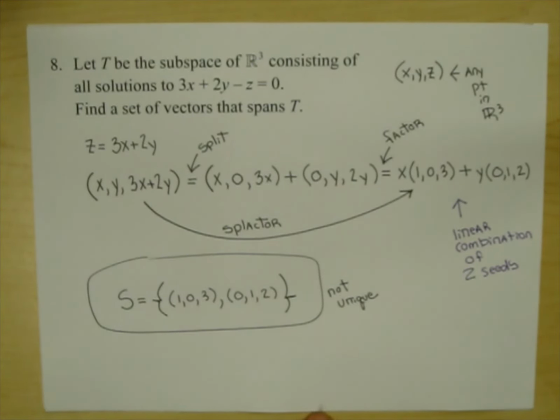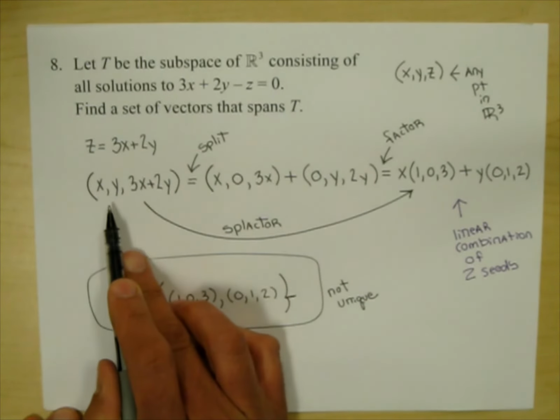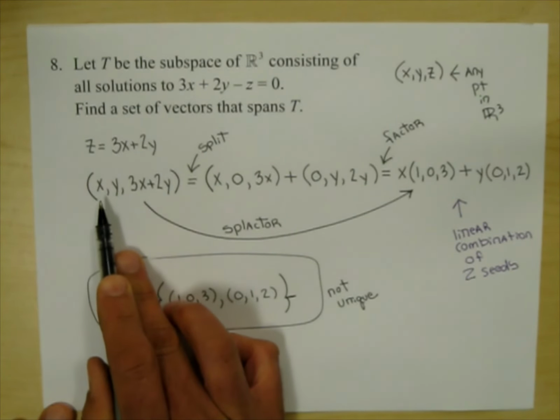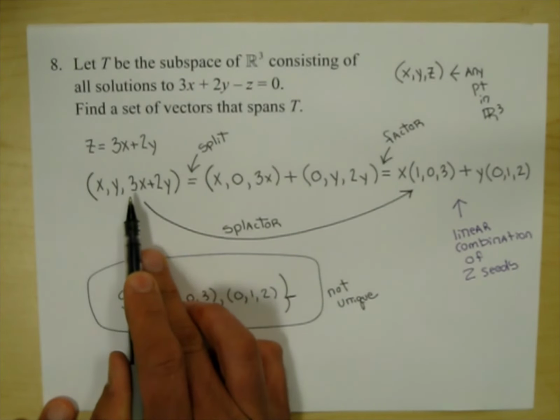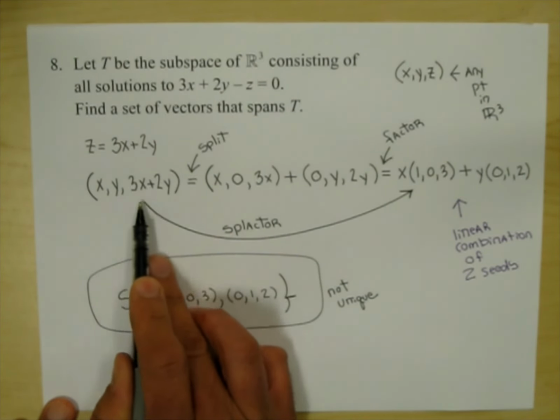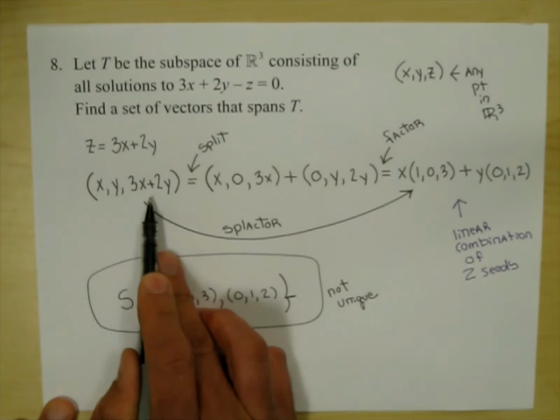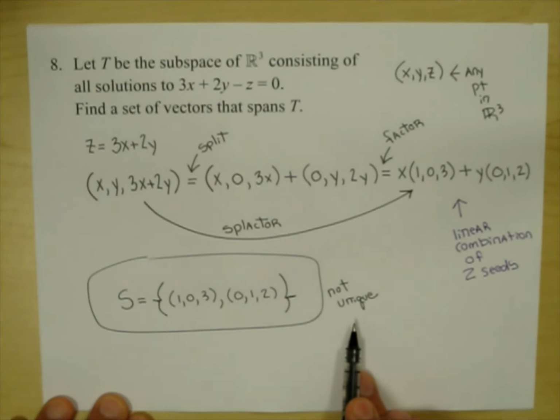And sometimes your book, instead of giving you the plane, will give you this, but instead of writing X and Y, they'll say C1, C2, 3C1 plus 2C2. So the book might use C1s and C2s instead of X's and Y's on some of the problems. So know that. And know that it's not unique.